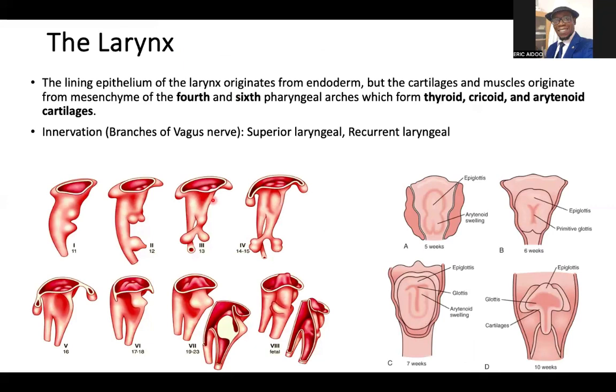The larynx is also formed around the region of the formation of the trachea and then the lungs. The lining epithelium of the larynx originates from endoderm, but the cartilages and the muscles are from mesenchyme of the 4th and 6th pharyngeal arches. So remember, I told you that the development of the lungs and its related structures are usually related to the 4th and 6th pharyngeal arches. And these are going to form the thyroid, cricoid, and arytenoid cartilages. The innervation obviously will be by the nerves associated with the 4th and 6th pharyngeal arches, which will be the vagus nerve, its superior laryngeal and recurrent laryngeal branches.